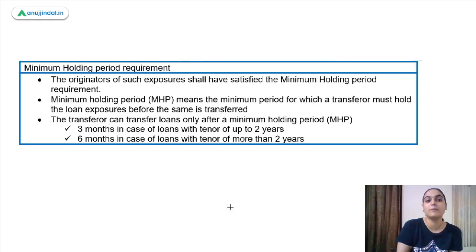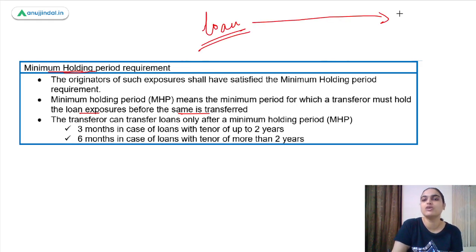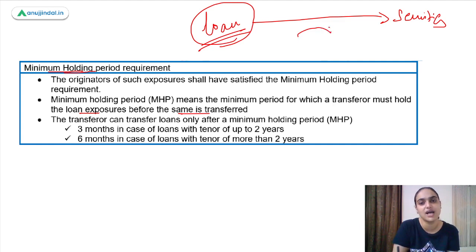Then coming to the minimum holding period. Minimum holding period means a minimum period for which the transferor must hold loans, exposures before the same is transferred. आपने कोई loan दिया, अब आप immediately उसको securities में convert नहीं करा सकते इस securitization process से. जो लोन के अंडरलाइंग असेट्स हैं उन्हें इमीडिएटली आप कन्वर्ट नहीं कर सकते. आपको कुछ टाइम तक उस लोन को, उस असेट को होल्ड करके रखना है, उसके बाद ही आप उसे सिक्योरिटीज में कन्वर्ट कर सकते हो.